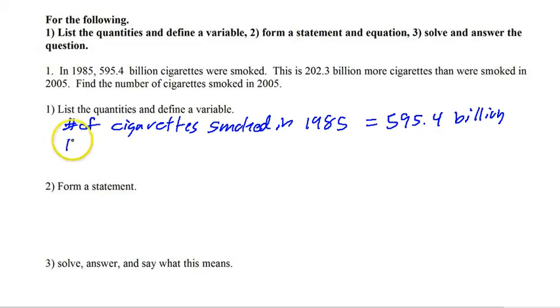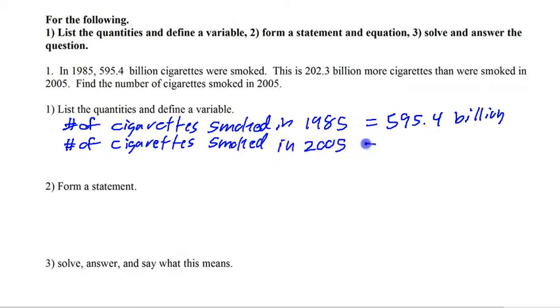So we have a number of cigarettes smoked in 2005, and that would be, well, is it given? No, it says this is 202.3 billion more cigarettes than were smoked in 2005. It says find the number of cigarettes smoked in 2005. That's what we're looking for. So that is our unknown, that is X. And then we get to form a statement.